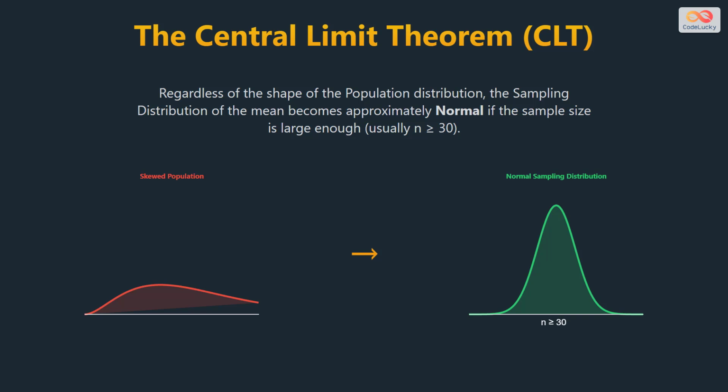This leads us to the most famous theorem in statistics, the Central Limit Theorem. It states that no matter the shape of the original population distribution, even if it is skewed or weird, the sampling distribution of the mean will become approximately normal or bell-shaped, provided the sample size is large enough. Usually, a sample size of 30 or more is sufficient.